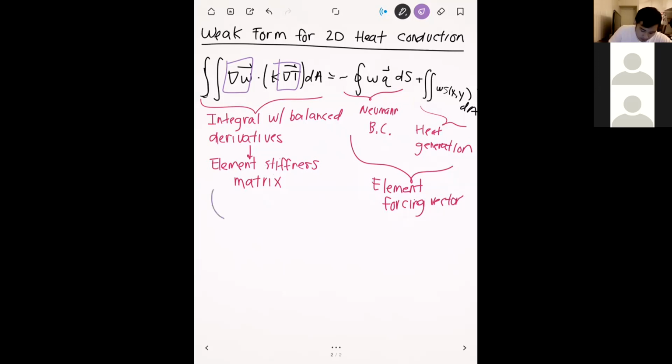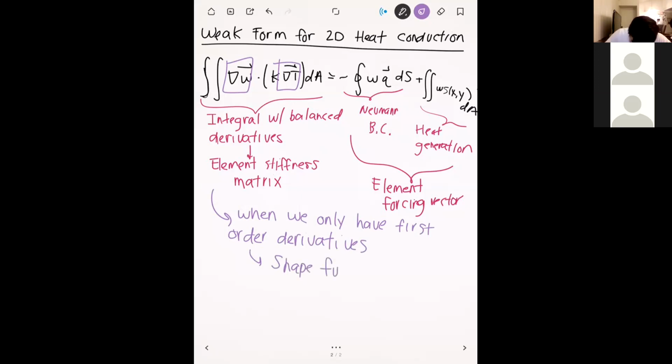And the reason we did this, remember, is so that we could lessen the continuity requirements for our solution. Okay? Because we only have first order derivatives. And so when our governing equation only has first order derivatives, what this means is that the shape functions that we can use, or the assumed approximate solution, can be a linear function.